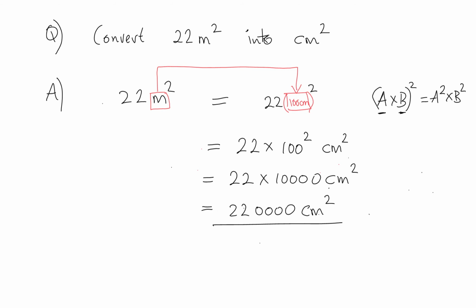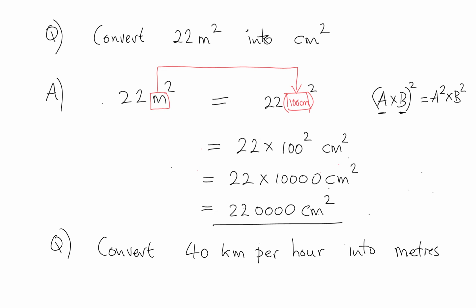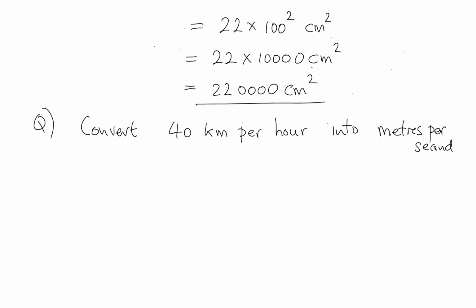Let's do another example. This example is also in your notes that we did in class. So this question asks us to convert 40 kilometres per hour into metres per second. Okay, that's the question. Now the first thing to remember is per means divide.